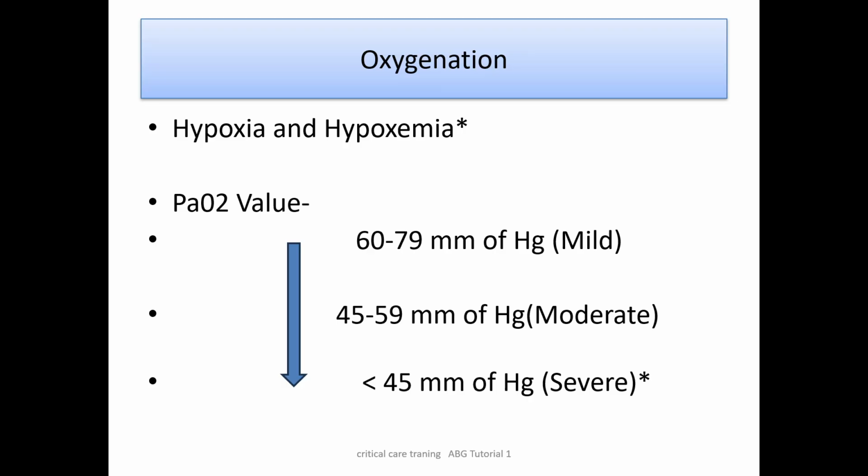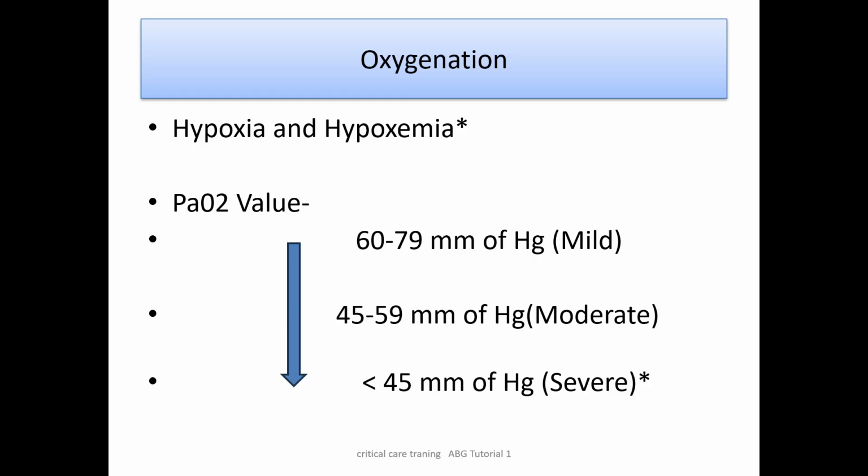Coming to hypoxia and hypoxemia, as I told, PO2 values of 60 to 79, which we saw in the ODC curve also, is a mild hypoxemia, 45 to 59 is a moderate hypoxemia, and less than 45 millimeters of mercury is a severe hypoxemia.